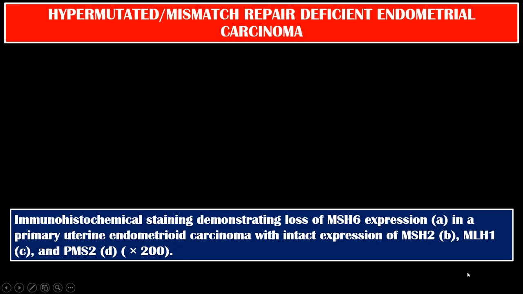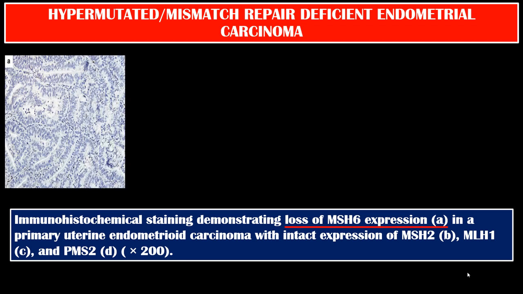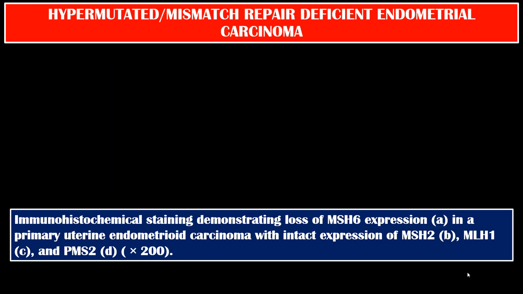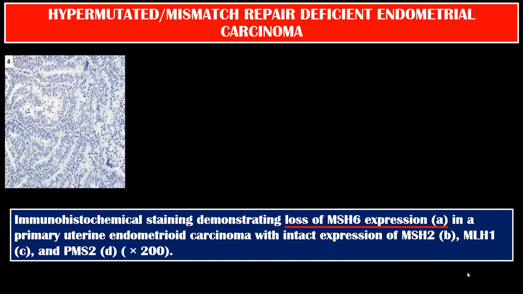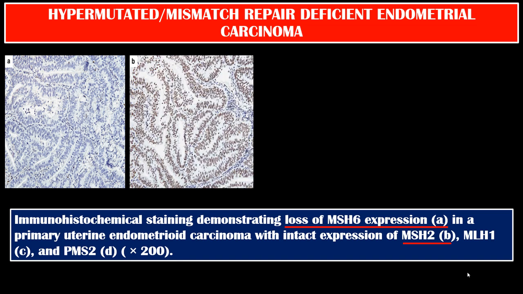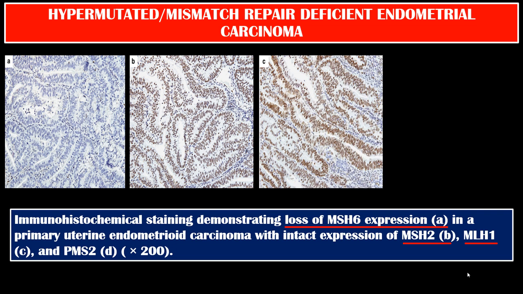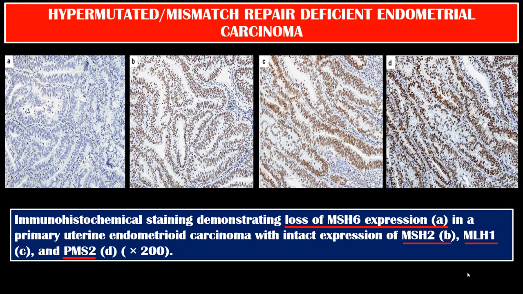In this case, immunohistochemical staining demonstrates loss of MSH6 expression in primary uterine endometrioid carcinoma with intact expression of MSH2, MLH1, and PMS2.